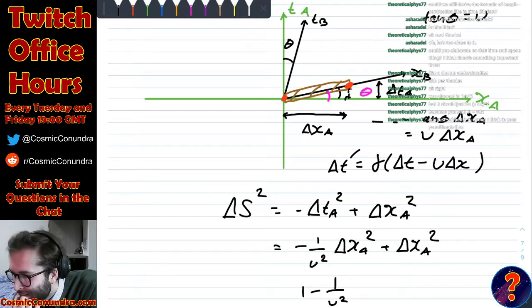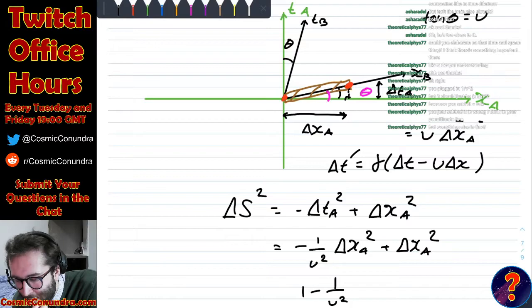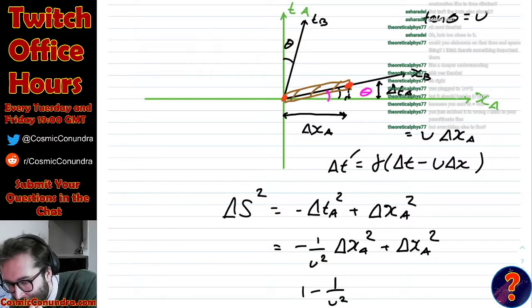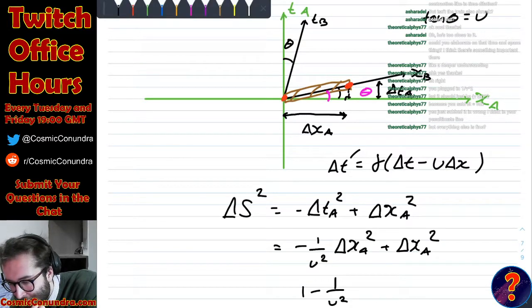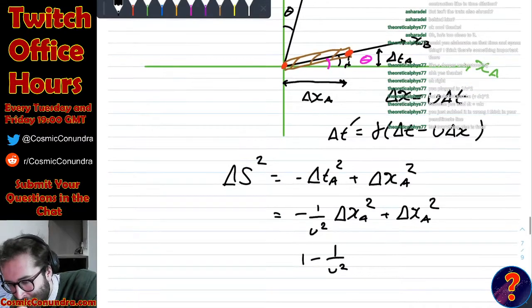Okay, I see what you mean. That's a problem for another day. Well, okay, yeah, let's do that. So we have delta x is v delta t. Okay, so we did make a slight error there.